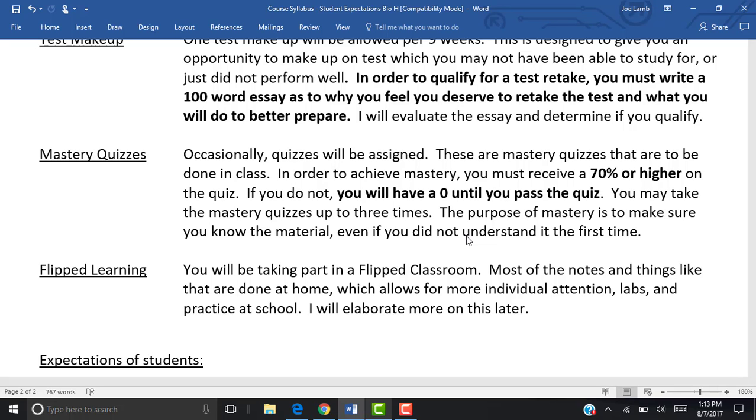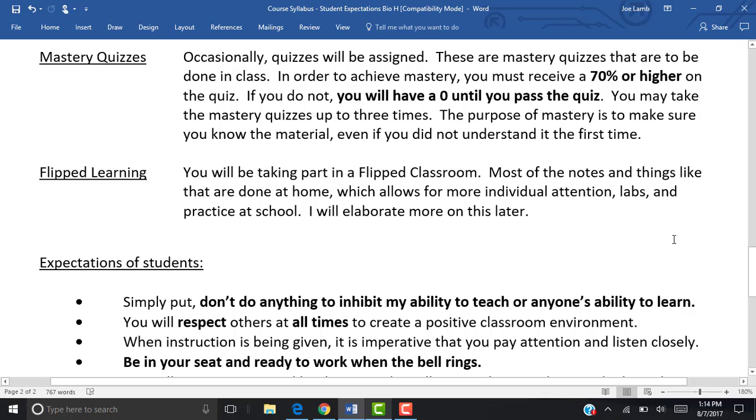They do need to be within probably about a week or 2 of taking the exam the first time, just so we don't have a whole bunch of people trying to retake tests just to boost their grades, so to speak. So if you do need to retake a test, please make sure that it's within a reasonable time frame. For each large concept, I will assign a mastery quiz.